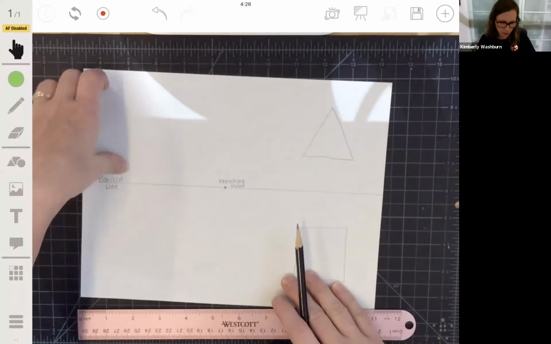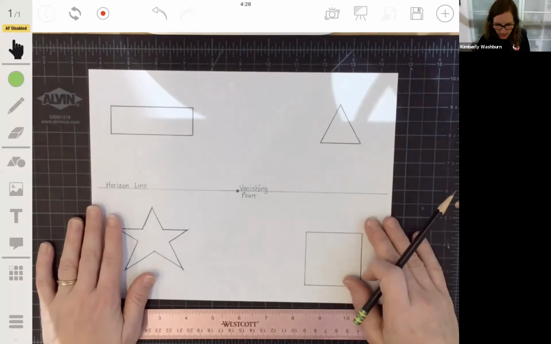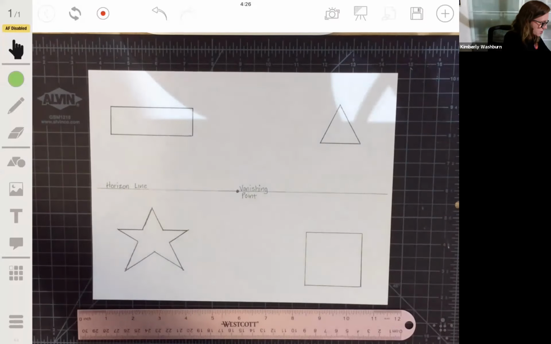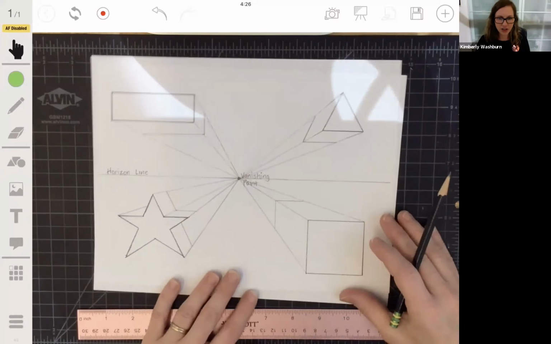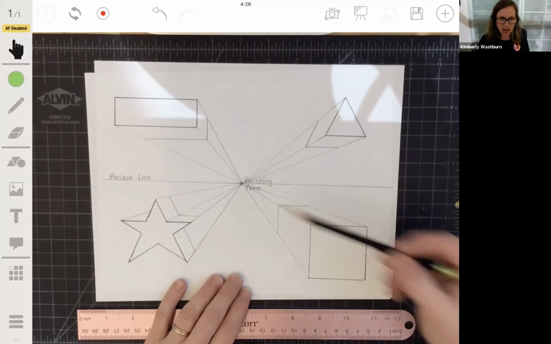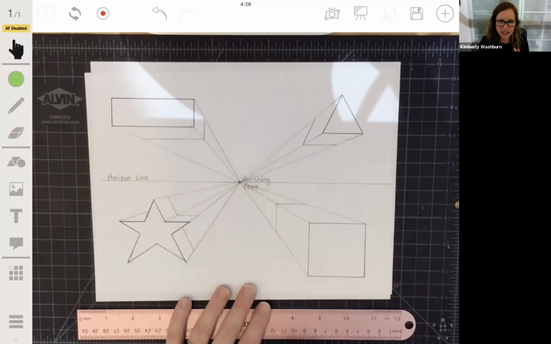All right, so I'm going to go back to my sheet of paper. I'm going to go back to this one, and we're going to do this together. And let me show you what it's going to look like when we're done. I have drawn all of these shapes going back into space in 1-point perspective. This is one that's finished, so you can see what it's supposed to look like.